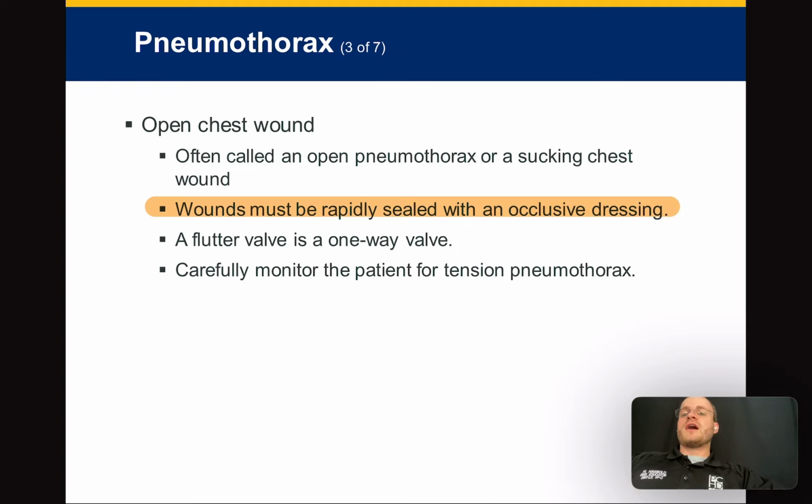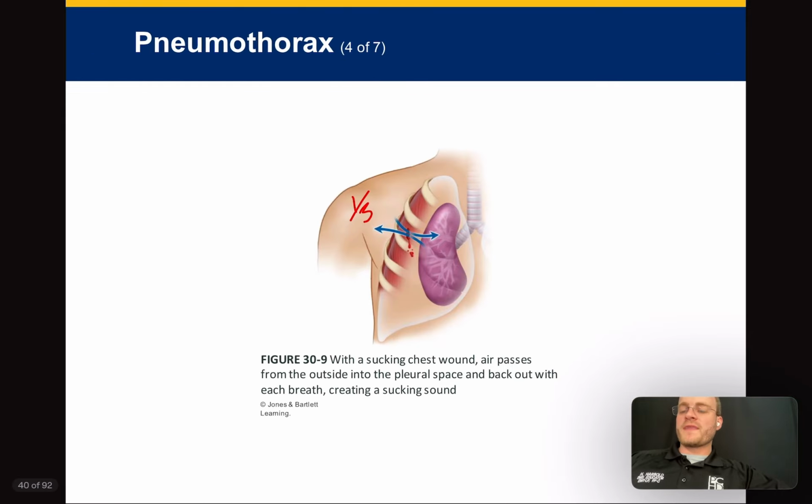And so a flutter valve is a one-way valve, and so we're going to talk about what that is. The ones I'm describing have these built in, like a high-fin chest seal, it's built in. They're built in a way, and this will make more sense in class when I show you one, but they look like this.